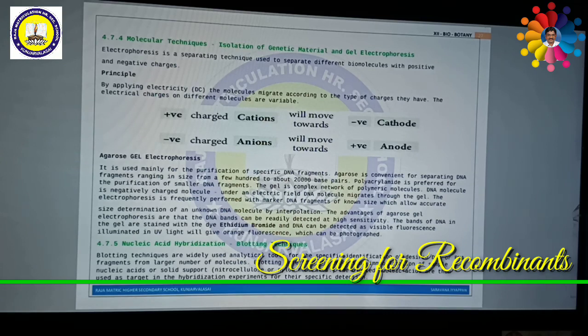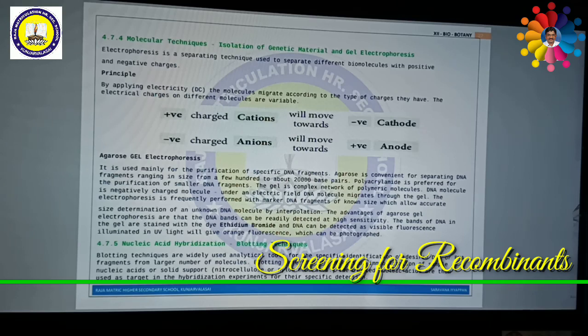The gel is a complex network of polymeric molecules. It is a complex material; this agarose gel material is made of very complex polymolecules. DNA molecules are negatively charged, so these negatively charged molecules always move towards the positive anode. It is a very common concept. Under an electric field, DNA molecules migrate through the gel.